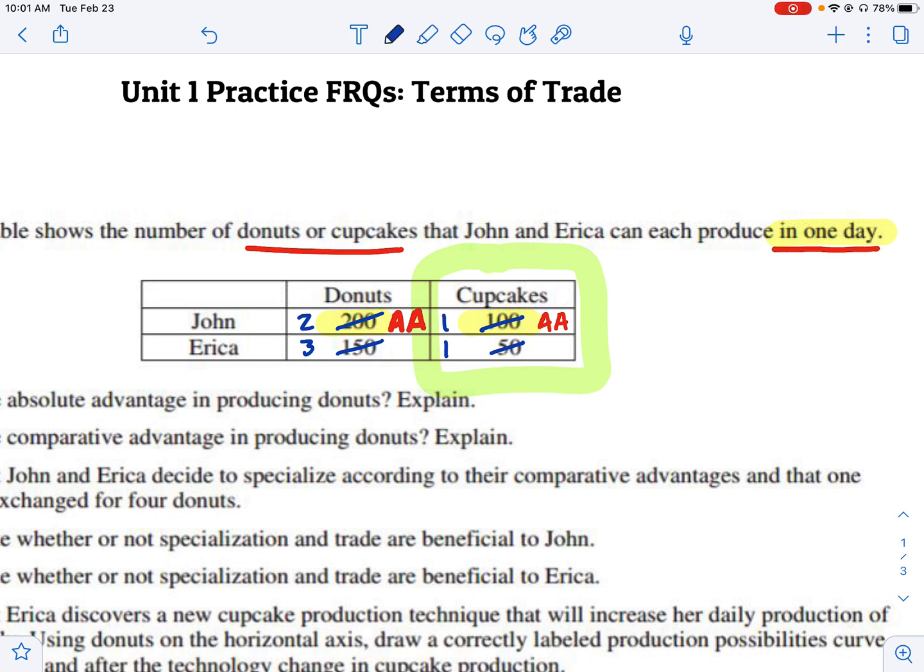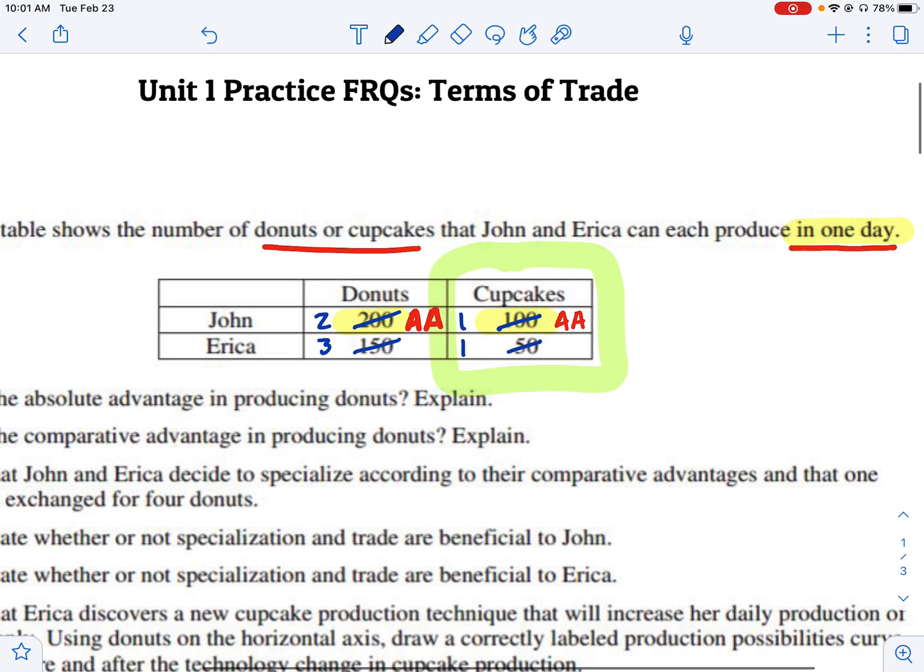And what that's going to do is allow me to compare John and Erica in a more realistic way. So for every 1 cupcake John makes, we would lose 2 donuts. For every 1 cupcake Erica makes, we would lose 3 donuts. If she makes cupcakes, we're going to lose an additional donut from our production. So we don't want to have her make the cupcakes. The opportunity cost is too great. So we want Erica, and I'm going to highlight these in green, to make the donuts, and therefore John is going to make the cupcakes.